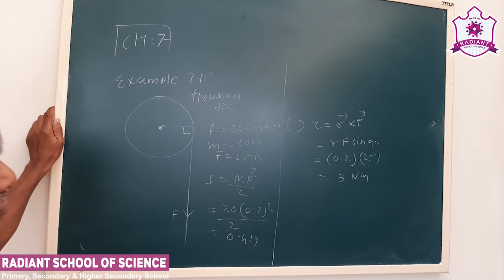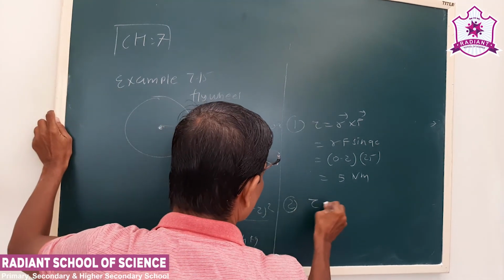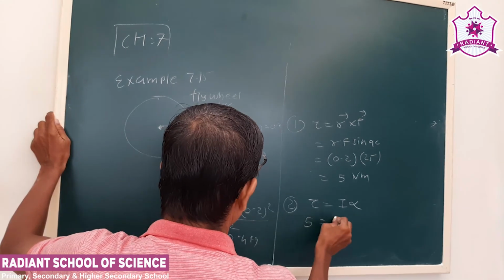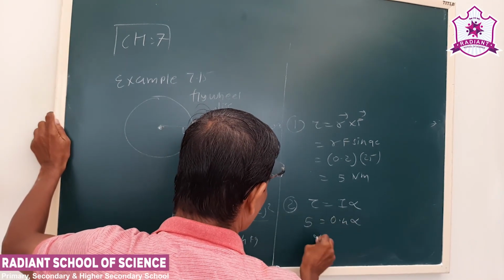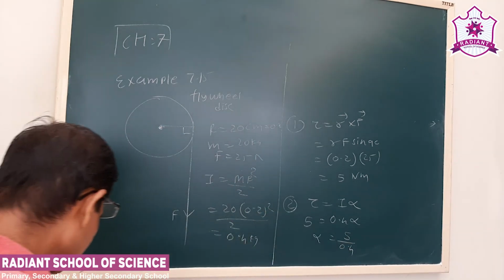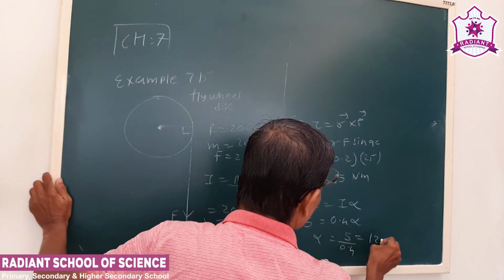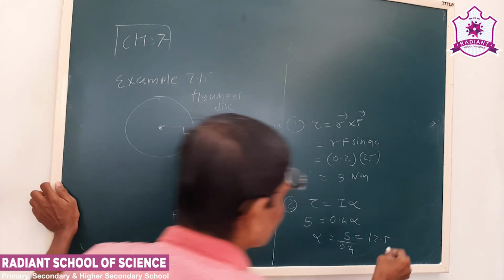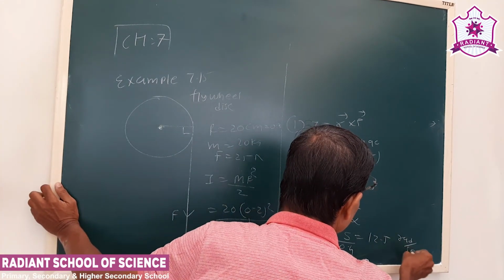Now we have to calculate angular acceleration. Torque is equal to I alpha. Torque we have calculated as 5. I is 0.4, alpha. So 5 upon 0.4. Okay, that will give the value of 12.5. Alpha is the angular acceleration, so it will be radian per second square.